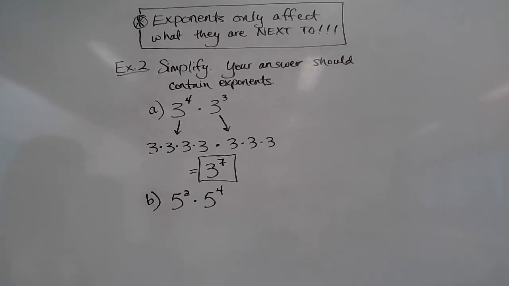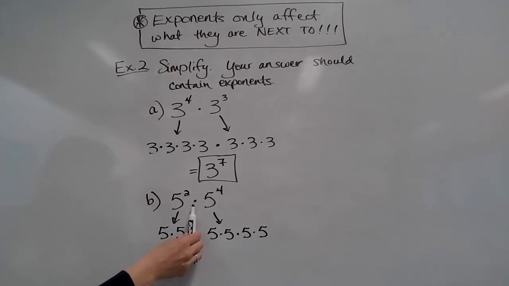Let's look at another one. 5 to the 2nd times 5 to the 4th. They have the same base. When we write it out the long way, we'll be able to combine them. 5 to the 2nd is 5 times 5. 5 to the 4th is 5 times 5 times 5 times 5.